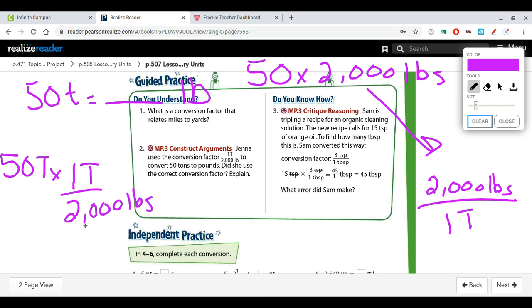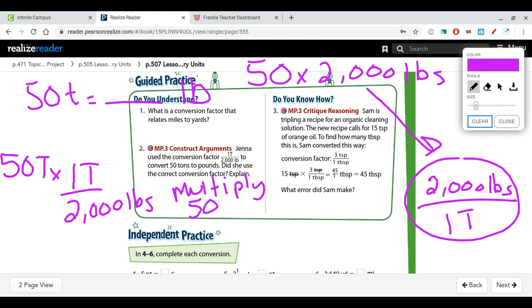When I am dividing, the smaller unit of measurement, so here pounds is smaller than tons, is going to be on the bottom. When I'm multiplying, the smaller unit of measurement is going to be on top. So here pounds is on top. So she did not use the correct conversion factor. She needed to use this conversion factor because she is multiplying 50 times 2,000. Okay. All right.